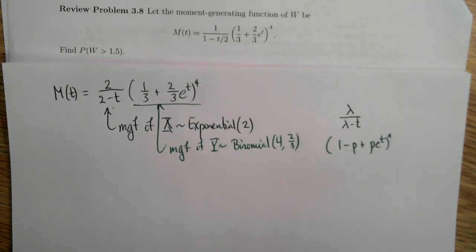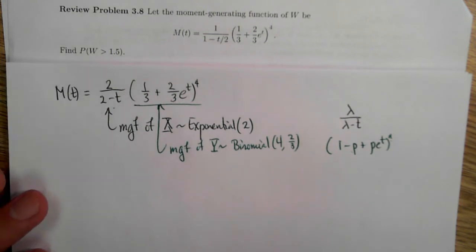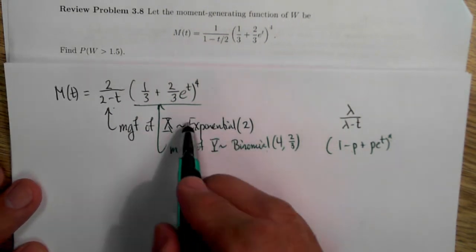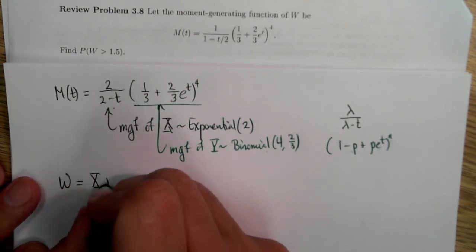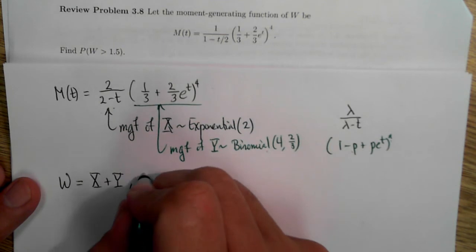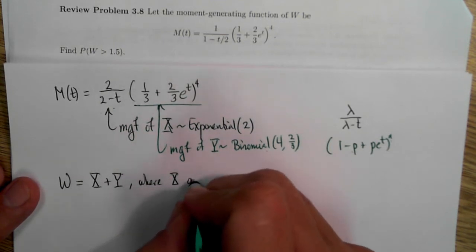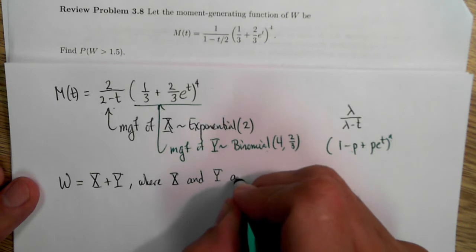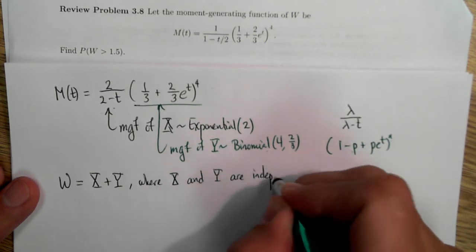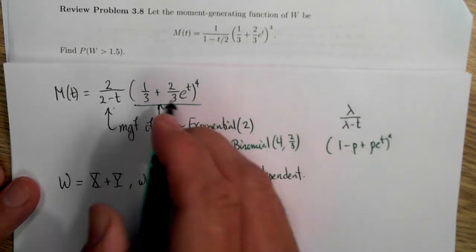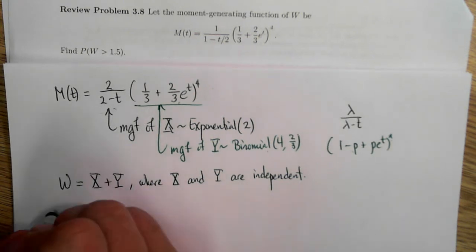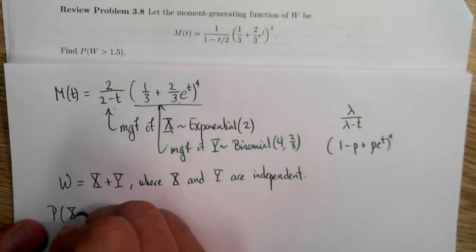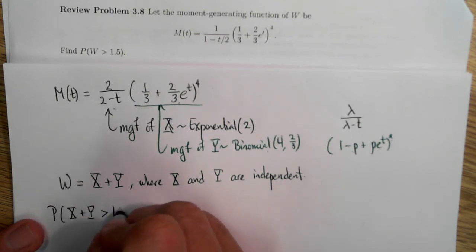So the moment generating function is the product of two other moment generating functions of two other things. And so that means that the original random variable w can be written as the sum x plus y, where x and y are independent. And so this complicated moment generating function can be broken down. It lets me identify that the original random variable can be thought of as the sum of two different random variables. So let's figure out the probability that the sum x plus y is greater than 1.5.